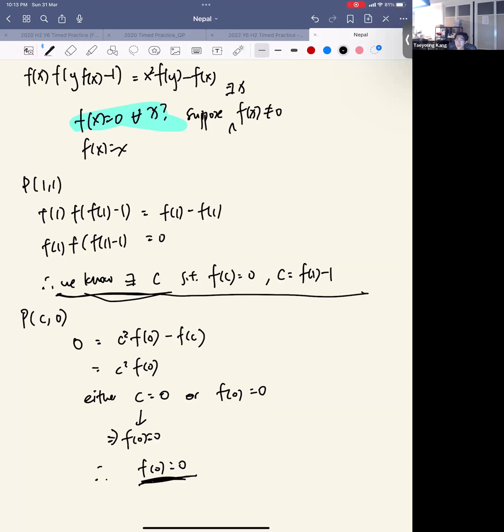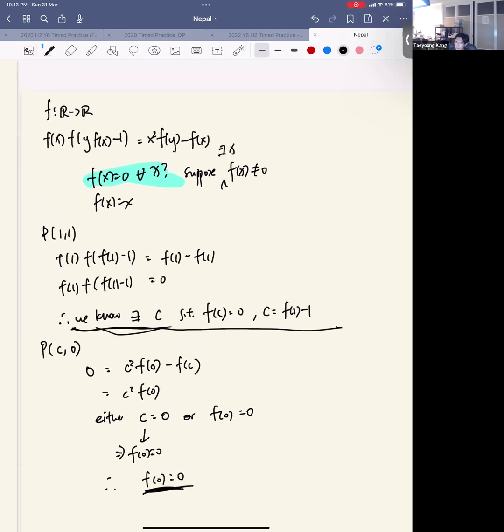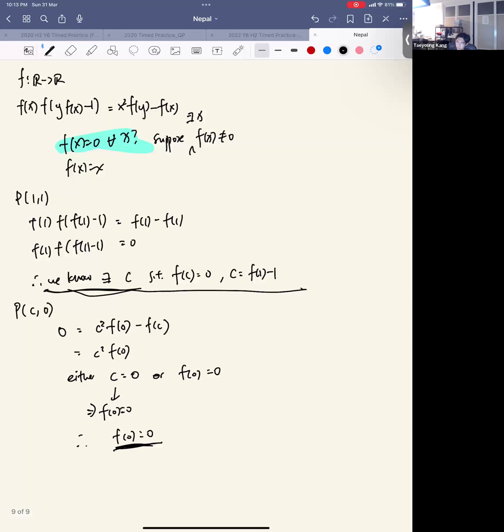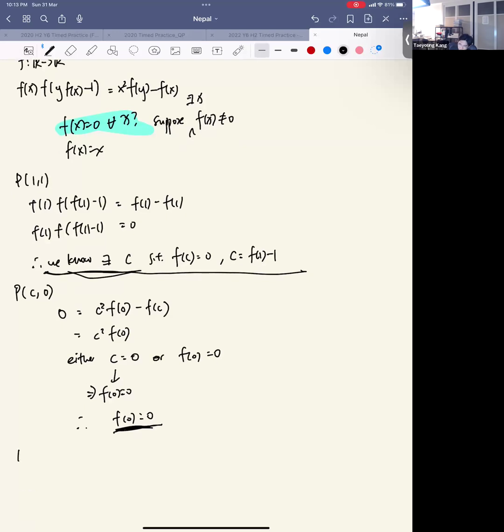So now we can substitute x, 0. So what happens if we do that? P(x, 0) gives us f(x) f(-1) is equal to -f(x). Then since we're supposing that not all f(x) is equal to 0, it means that f(-1) is equal to -1. Correct?